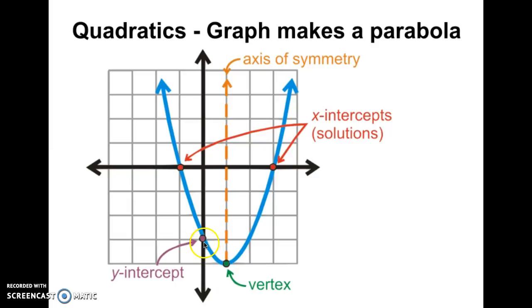Y-intercept is just like that for a line. It's where your graph crosses the y-axis. So here's the y-intercept. And in a few chapters, we will be talking a lot about these x-intercepts. But the x-intercepts is just where the graph crosses the x-axis.